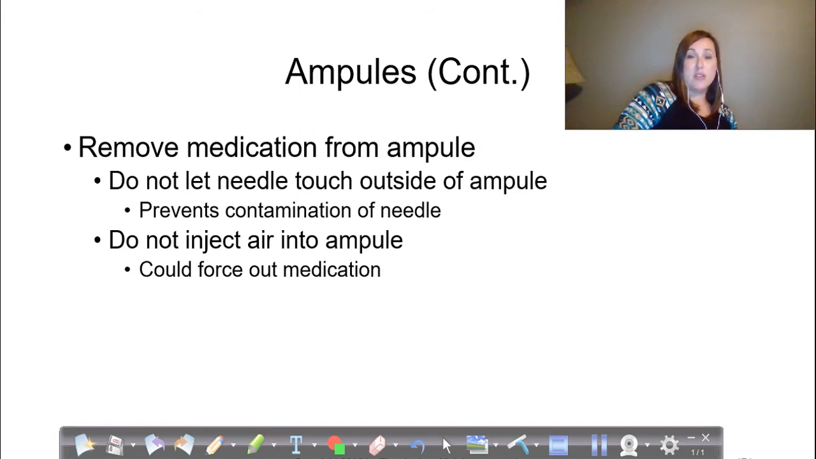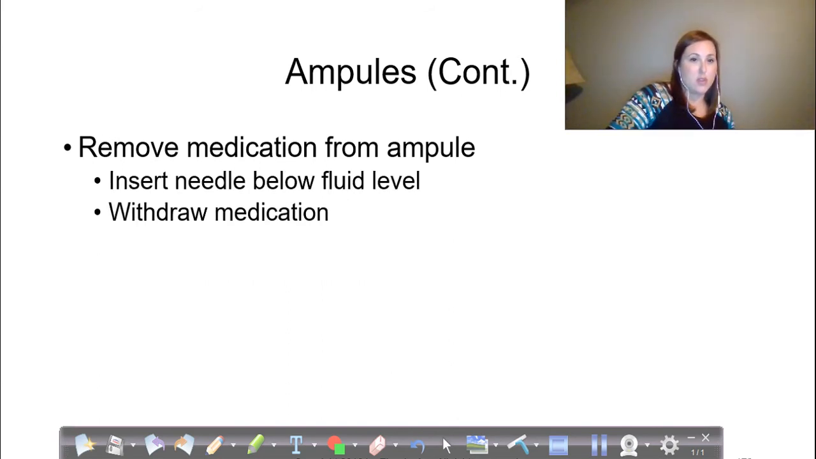You don't want the needle to touch the outside of the ampule because then your needle's contaminated and you have to change it out. You never need to inject air into the ampule because the medication can be forced out. So don't touch the outside, very important. Keep your needle clean. You want to insert the needle below the level of fluid and then withdraw the medication.